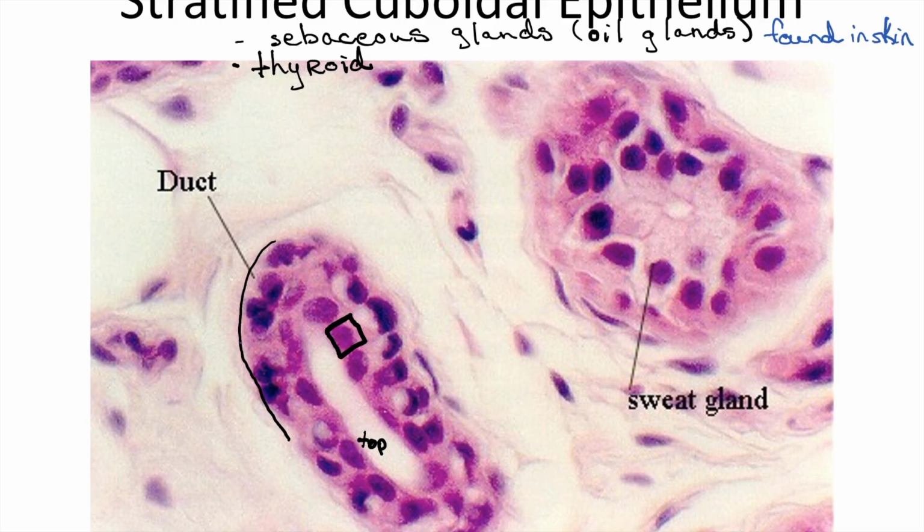And you can see here, this is your basement membrane. This is the top or apical surface. So the epithelial layer goes from the basement membrane to the apical surface. There's more than one cell layer, so that gives us our stratified part of our name. And the cells are roughly cube-shaped. They're approximately as tall as they are wide. So this is stratified cuboidal epithelium.